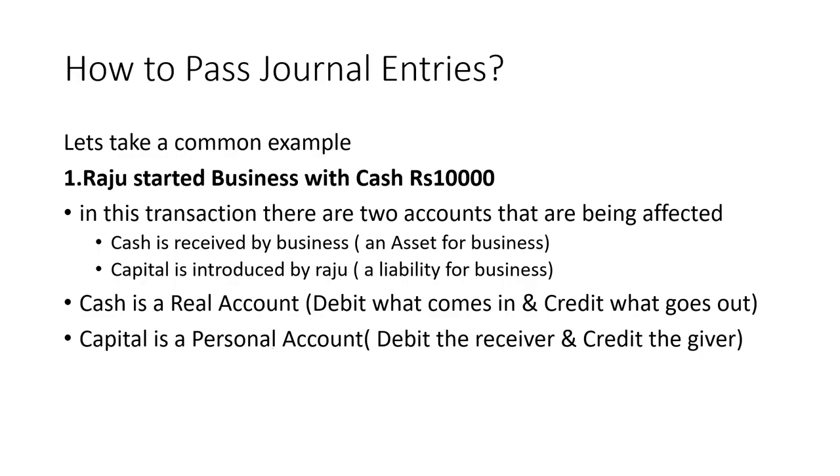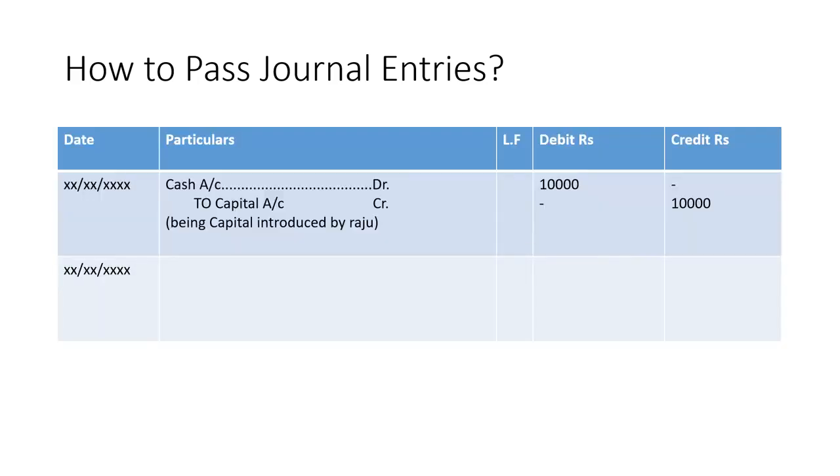Raju is the giver of the cash. So instead of Raju's name, we are writing capital account. If we write this transaction in the journal entry, it will look like this. First column, date: you can write whatever date it is happening. Now you can see in the particular column there are 2 lines. Of course, there are 3, but the third one is under the bracket, so I'll not worry about that.